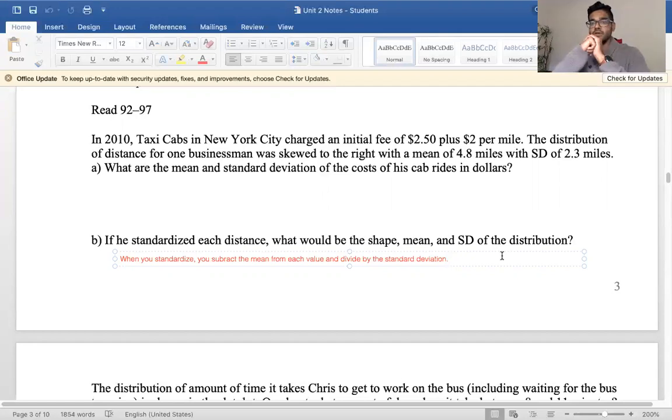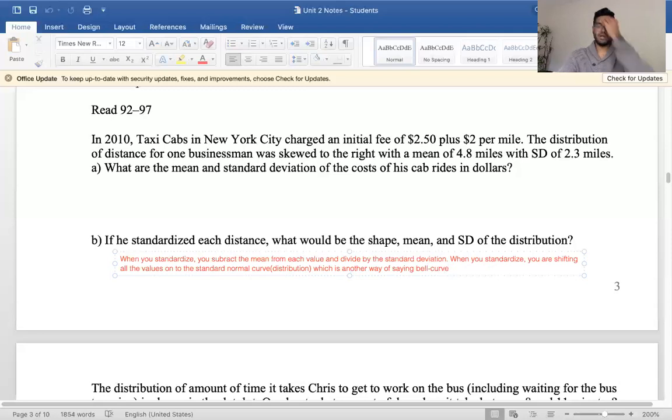So if you add all that up, you end up getting 0 if you add up all those values. So when you standardize, you are shifting all the values onto the standard normal curve or distribution, which is another way of saying bell curve, which I think all of you at this point know what a bell curve is, or at least seen a bell curve, with a mean of 0 and a standard deviation of 1.